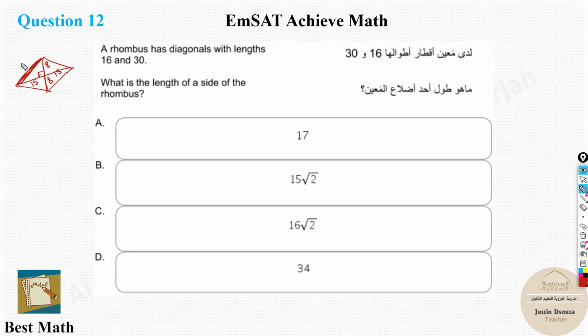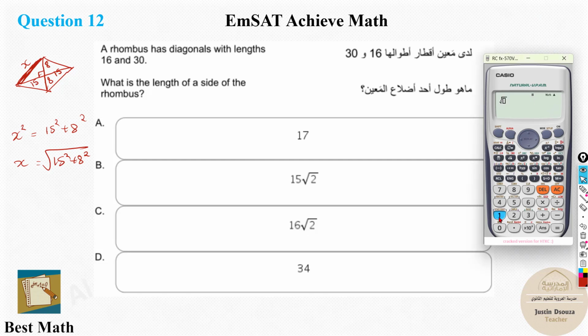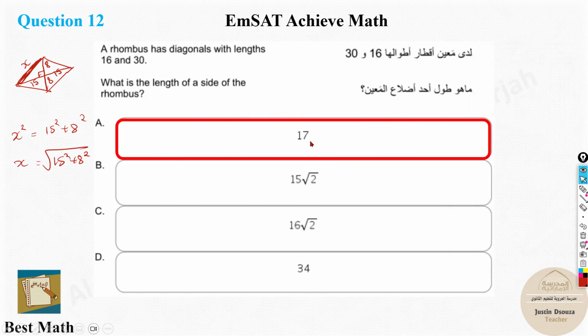So using Pythagoras theorem, x squared would be equal to 15 squared plus 8 squared. That is 225 plus 64. X would be equal to the root of 15 squared plus 8 squared. Let me just use the calculator to find the answer. Here all you have to do is 15 squared plus 8 squared. Answer is 17. That's the answer. Very straightforward problem. I hope you understand.